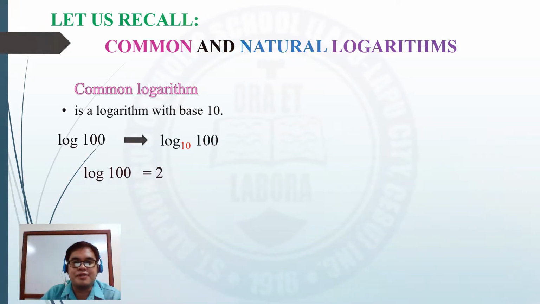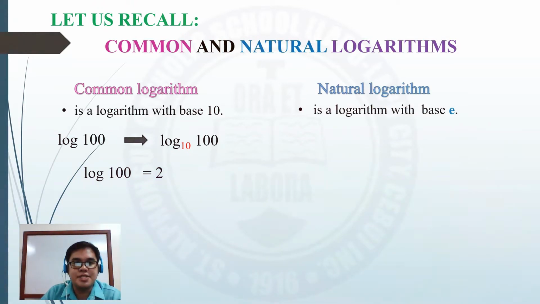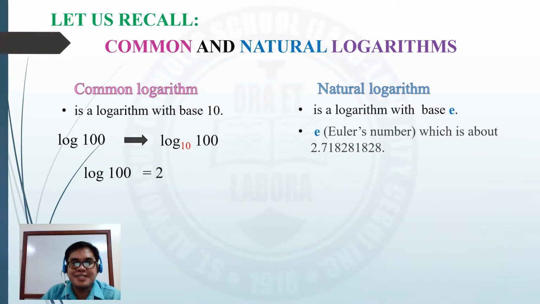For natural logarithm, it is a logarithm with base e. So it is another base that is often used. That stands for Euler's number, which is about 2.7182818228. Please take note that for every log of x to the base e, it is equal to the natural logarithm of x, or ln of x.